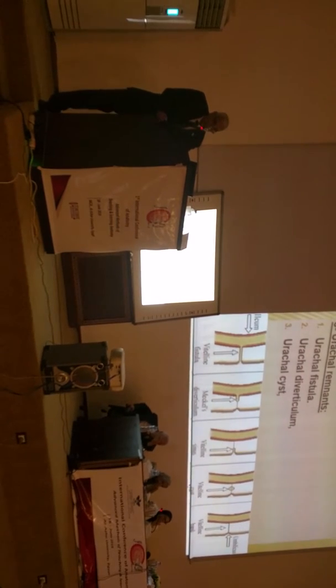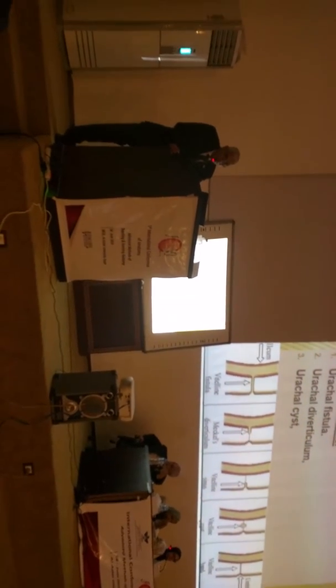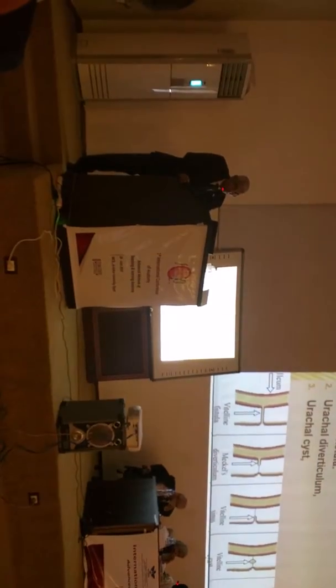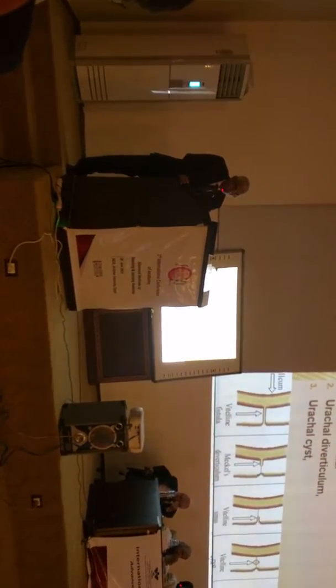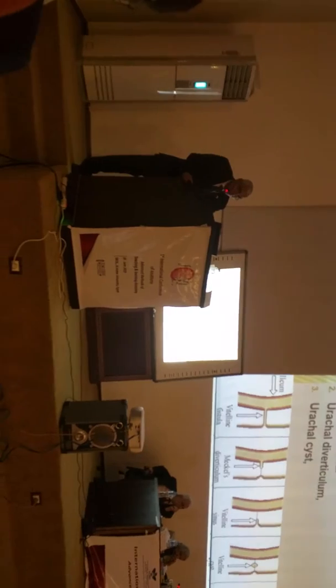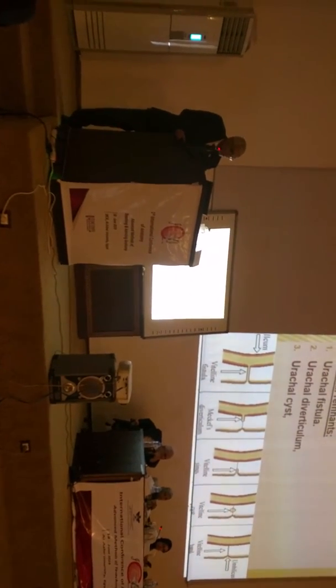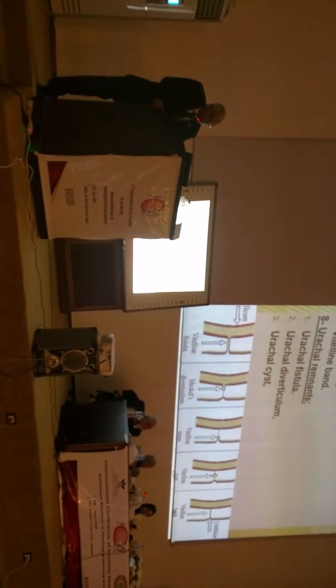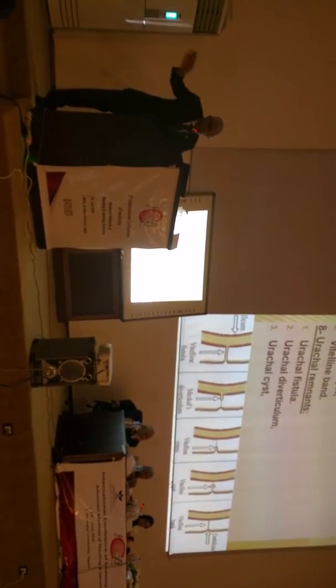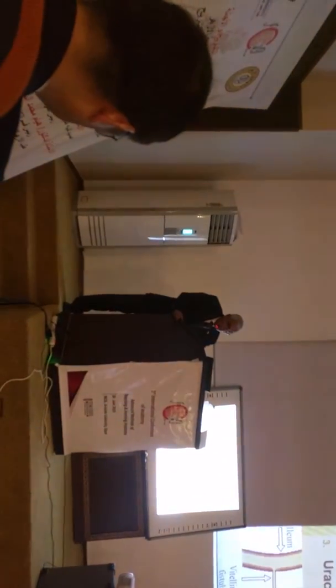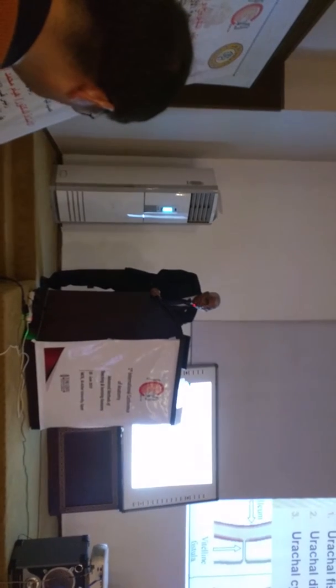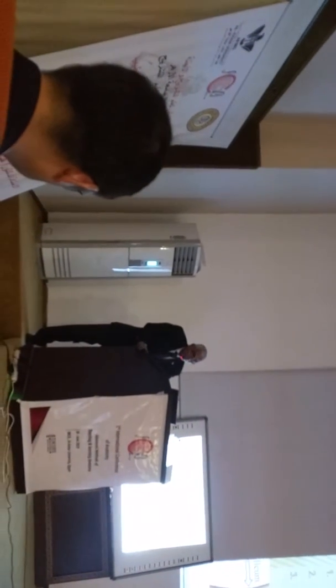Urachal remnants. Urachal fistula. This fistula connects the umbilicus with the apex of the urinary bladder and may discharge urine at the umbilicus. So surgical intervention should be done to ligate this fistula. Urachal diverticulum is the proximal portion connected to the apex of the urinary bladder remaining patent. This portion is asymptomatic and needs no treatment.